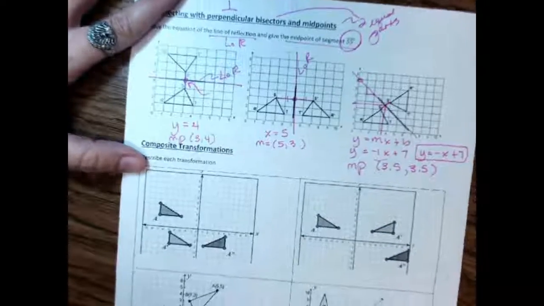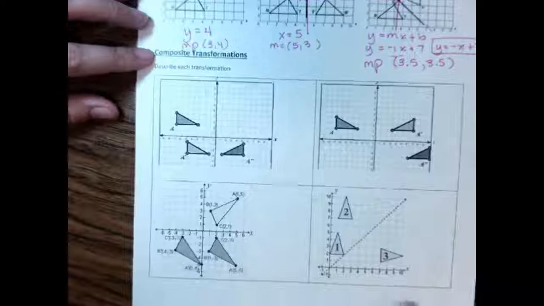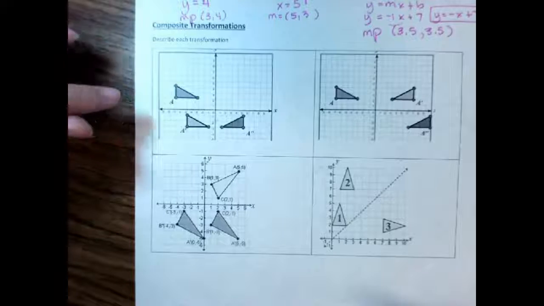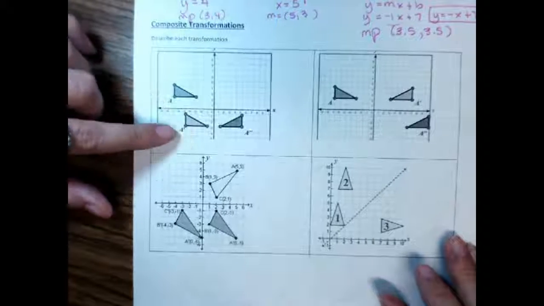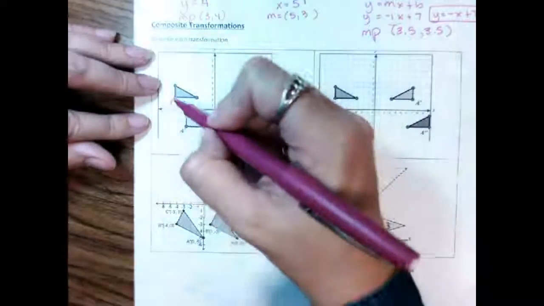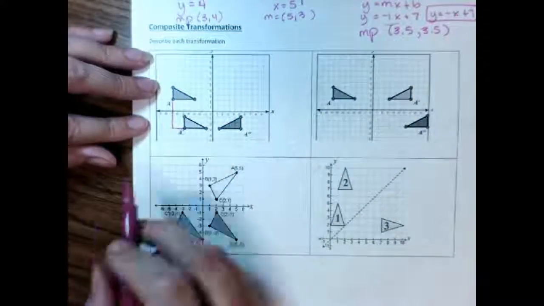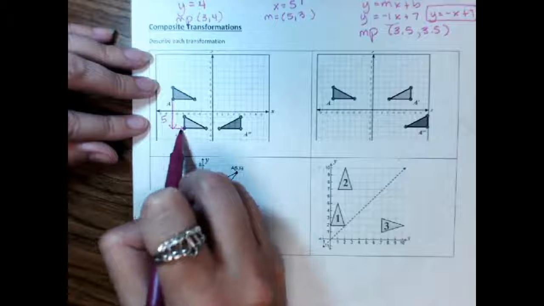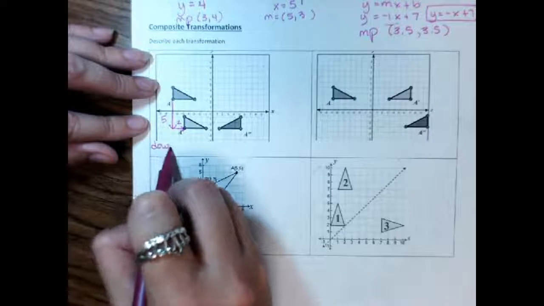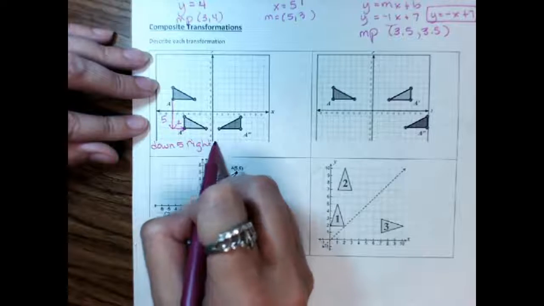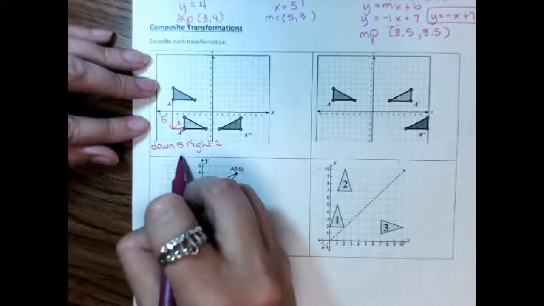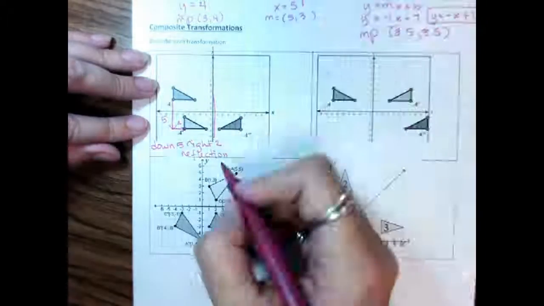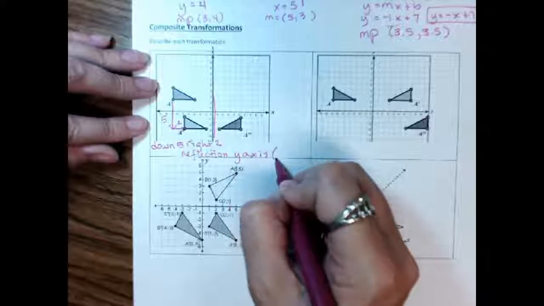Alright, and then we're going to talk about composite transformations. Composite transformations is when I have more than one thing happening. So let's just describe in words what happens. We're going to go from A to A prime to A double prime. So from A to A prime, I have a translation, down and then over. So this is down 5 and right 2. So that's down 5, right 2. And then what happens from here to here? Well, that's a reflection across what? Across the y-axis or the line x equals 0.